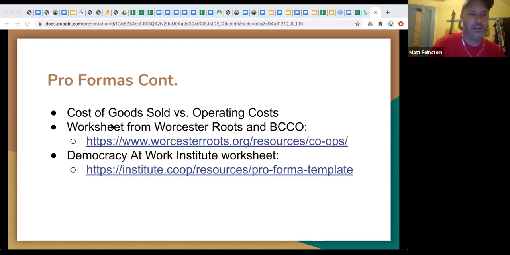And we're going to be going over an exercise. But let me share different screens. Any questions so far on pro formas?